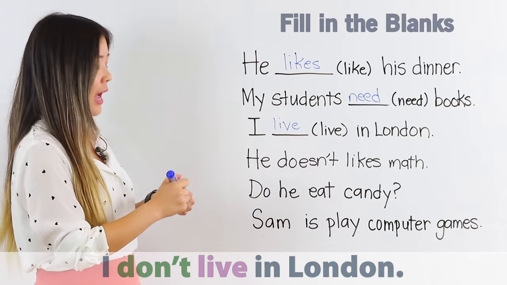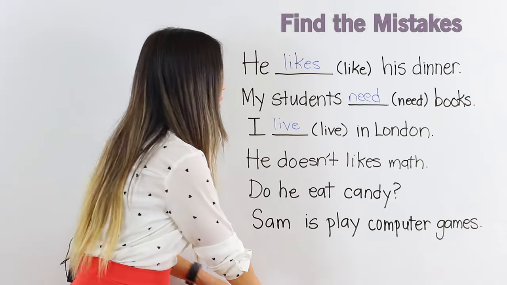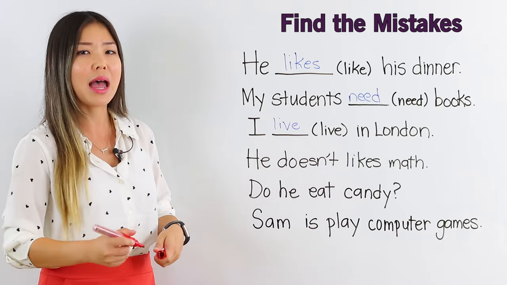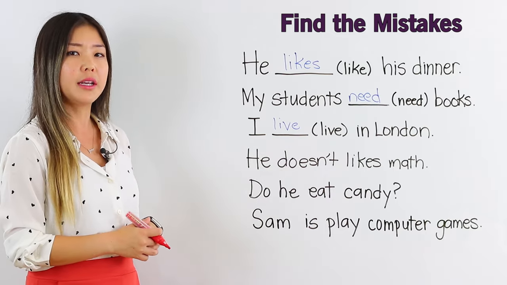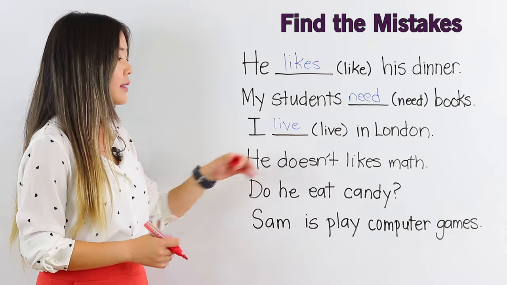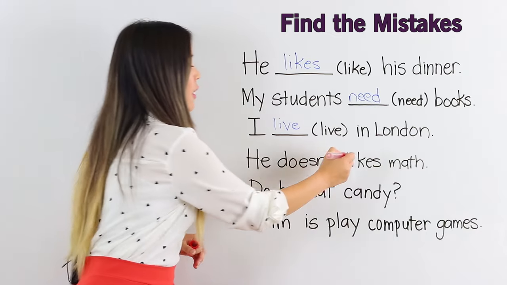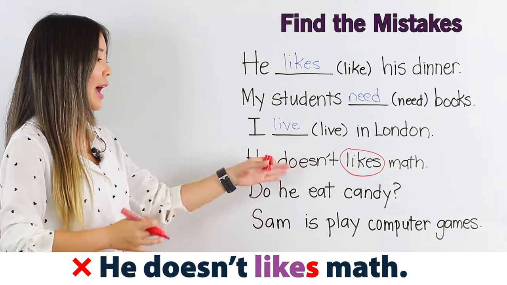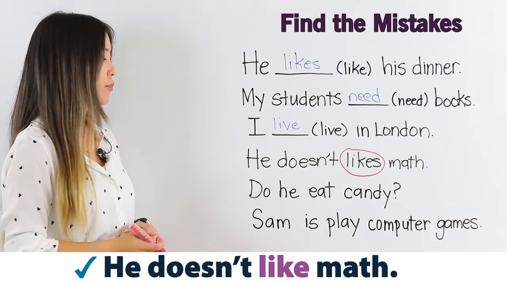For the next part, I would like for you to try to find the mistake in the sentence. He doesn't like math. What's the error here? Well, this is a negative. He doesn't. That's correct. However, we do not add an S when we have doesn't in front of it.